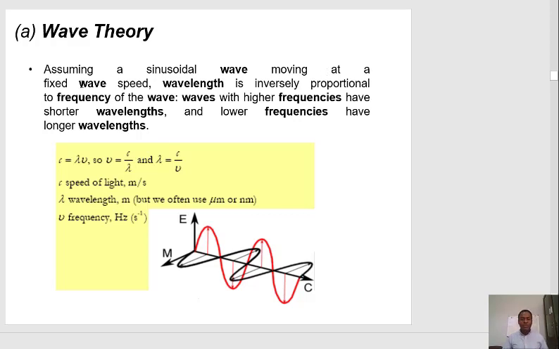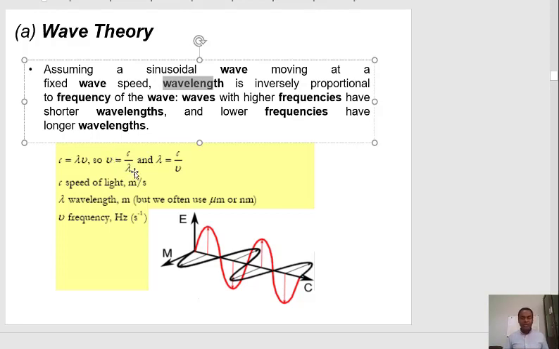Wavelength is inversely proportional to frequency. From wave theory we can put this in terms of c, wavelength, and frequency. c is the speed of light, λ is wavelength, and ν is frequency. Since c is constant, if you extract frequency, you get c over wavelength. From this equation, you can understand that there is an inverse relation between frequency and wavelength. Waves with higher frequency have shorter wavelengths, and lower frequencies have longer wavelengths. This is the general understanding that we get from wave theory.